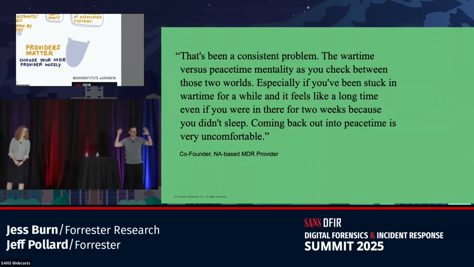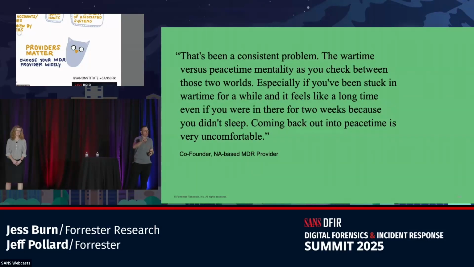Because we all know our sense of time during an incident gets distorted, right? Especially for the folks experiencing it, the actual victims. And then coming back into peacetime is really uncomfortable because you don't have the engagement manager there anymore. You don't have that person talking to the C-suite on your behalf. The C-suite might kind of stop caring as much about time frame. So it's hard to make that transition back in a meaningful way.